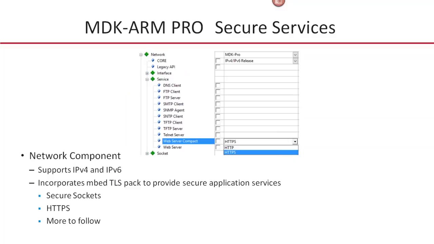The Embed TLS Security pack that's being used, that's freely available to use, is also being used by Keil to implement TLS security for their network stack as well. So at the moment we have a secure web server, and then secure versions of the other application layer services will also be released over the coming year.